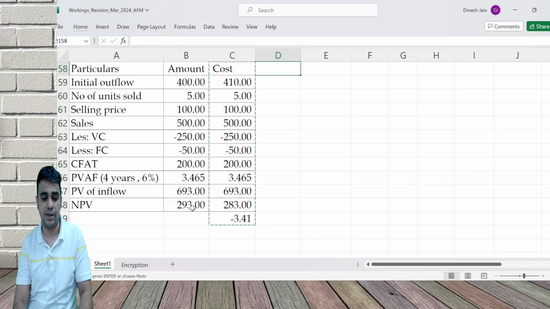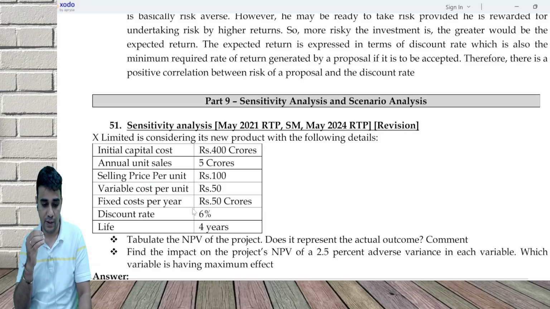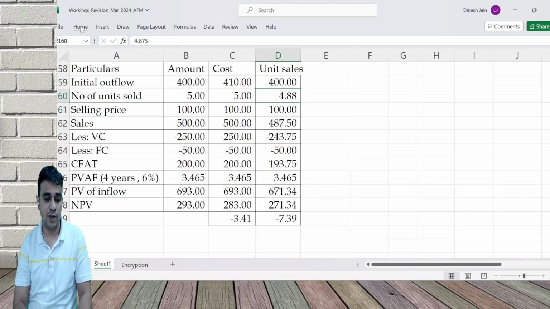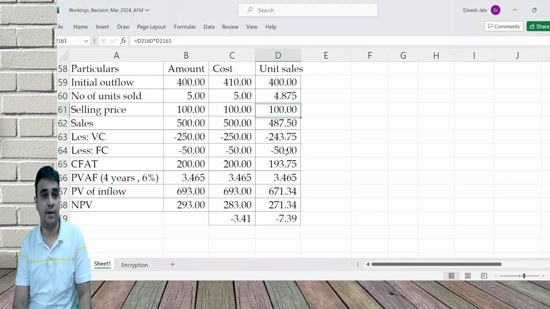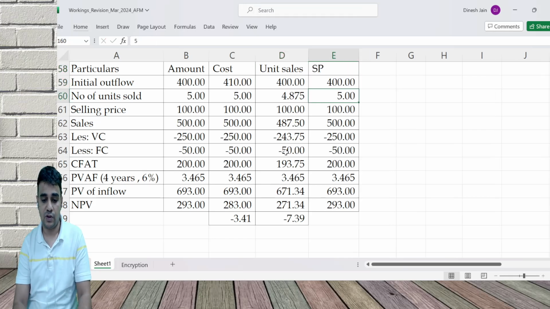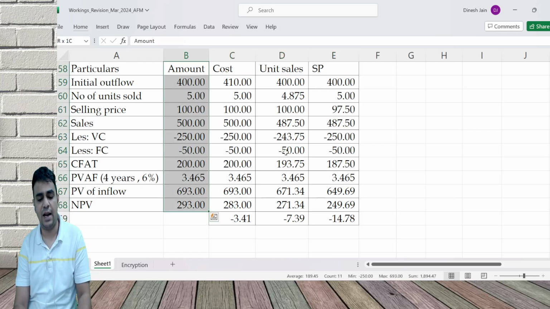What is the second sensitivity they've asked us to do? One by one, you see. Unit sales. From 5 crores, I bring it to 4 point something. NPV falls by 7.39%. Again, I bring back the original data. The next one, I leave the 5 as it is. I do 97.5. NPV falls by 14%. You'll have to keep doing this, but it will unnecessarily take away a lot of time now.